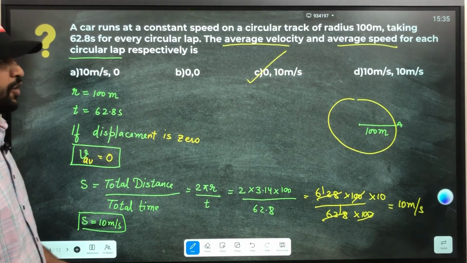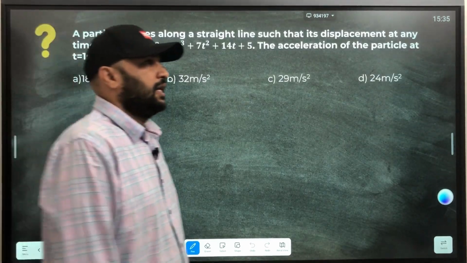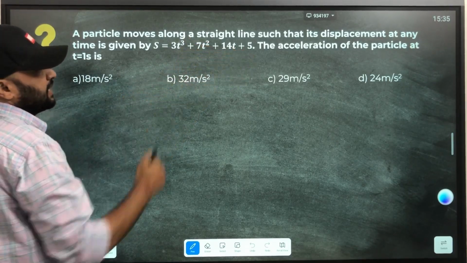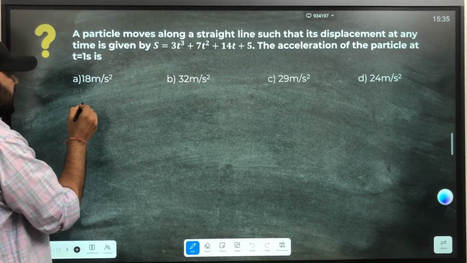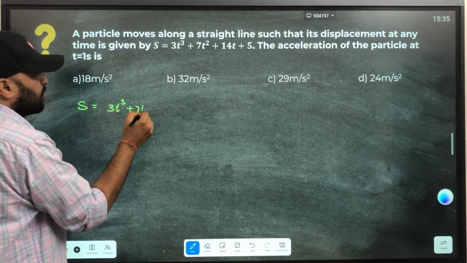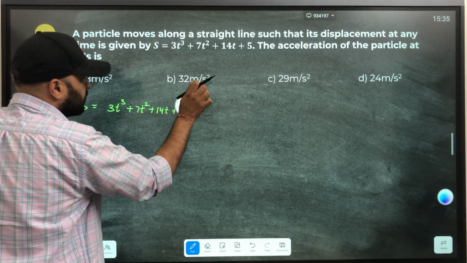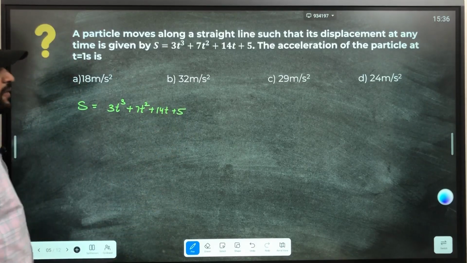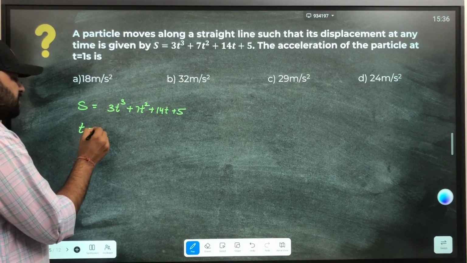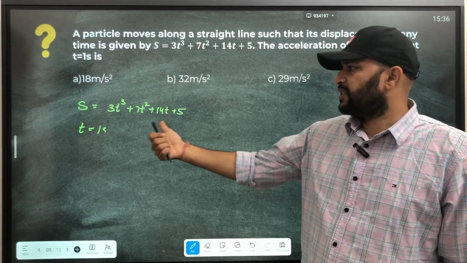Clear? So I hope you are enjoying this. Okay, let's move to our next problem. Okay, great. Our next problem on the screen says a particle moves along a straight line such that its displacement at any instant is given by S equals 3t cube plus 7t square plus 14t plus 5. The acceleration of the particle at time t equal to 1 second. Very simple, straightforward question. You have to find the acceleration of the particle when time is 1 second, right?